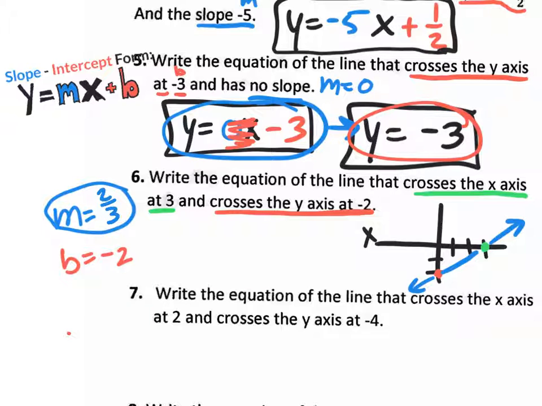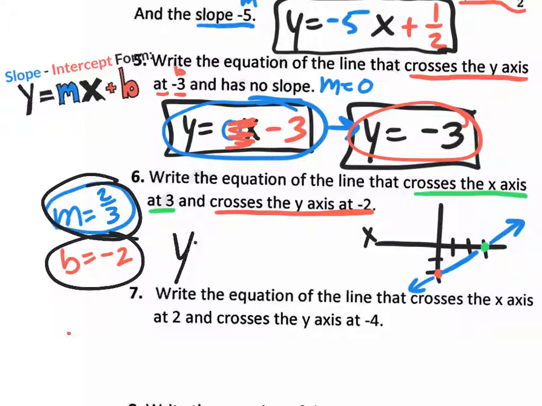Let's now go to the equation itself, because since we have the m and we have the b, we could now write it in y equals mx plus b form. Y equals m, 2 over 3 x, plus b, minus 2. And that's your y equals mx plus b equation. Y equals 2/3 x minus 2.